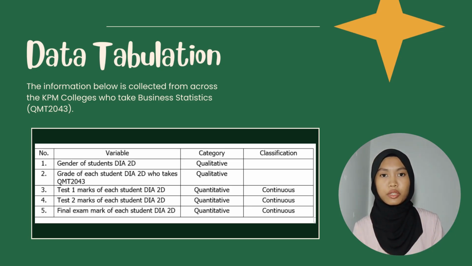This is data tabulation. The information below is collected from across the KPM colleges whose students take Business Statistics QMT 2043. This table shows category and classification. The category for gender of each student in DIA 2D who takes QMT is qualitative. The category for test 1 mark, test 2 mark, and final exam mark of each student in DIA 2D is quantitative and the classification is continuous.